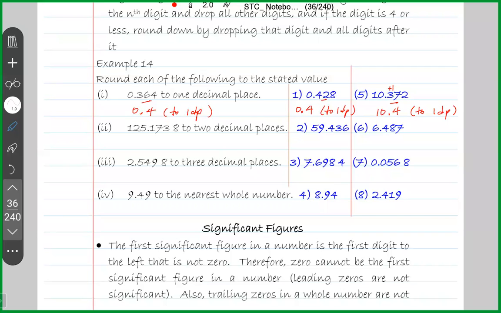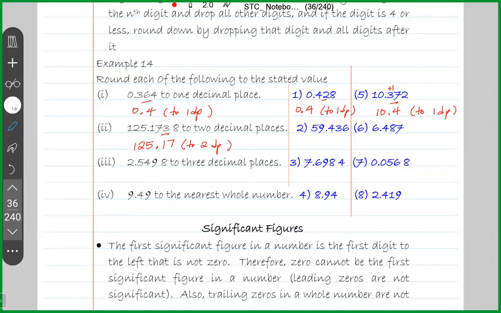So next, the second row, I'm going to round every number in the second row to 2 decimal places. Now, if I'm rounding a number to 2 decimal places, I must consider the digit that is the 3rd decimal place. Now, if the digit I'm considering is 5 or more, I must add 1 to the digit before it. If it is 4 or less, I must drop it and every digit after it. So the digit I'm looking at is 3, so I'm going to drop it and every digit after it. 3 is less than 5, so I'm going to drop that digit. So this becomes 125.17 to 2 decimal places. Note, if I want a number to 2 decimal places when I'm finished, there must be 2 decimal places in the answer.